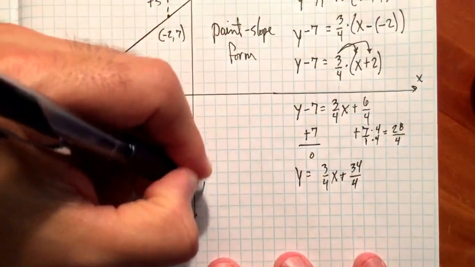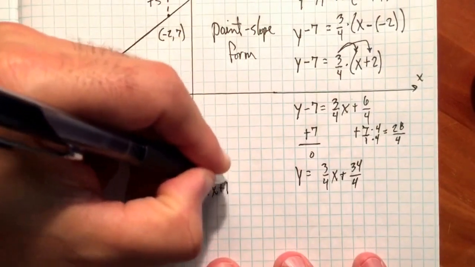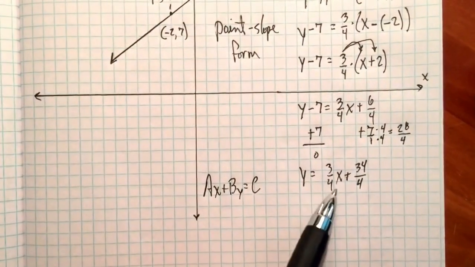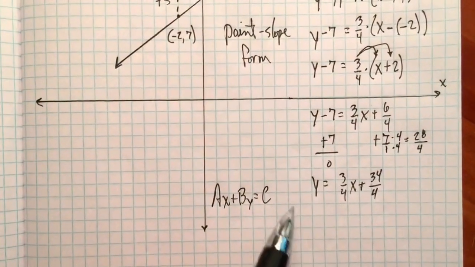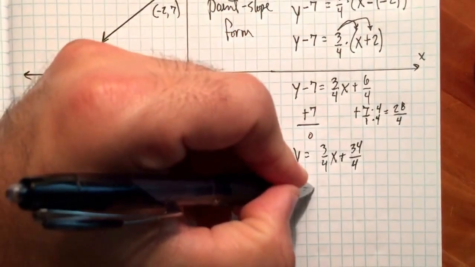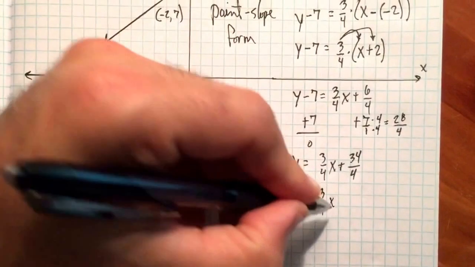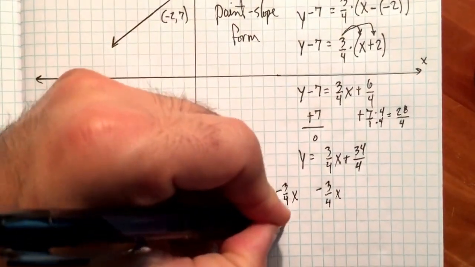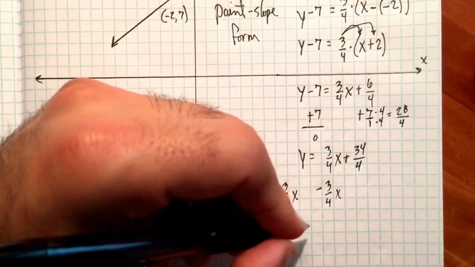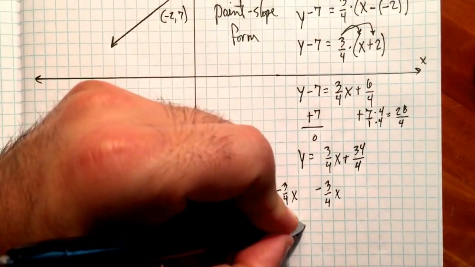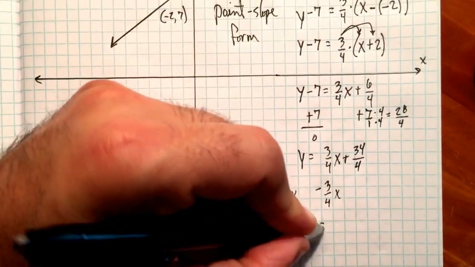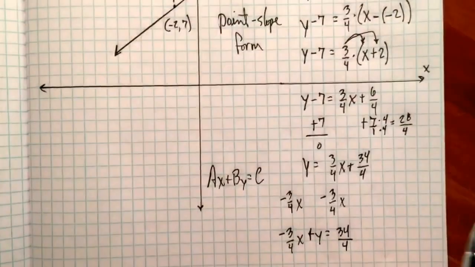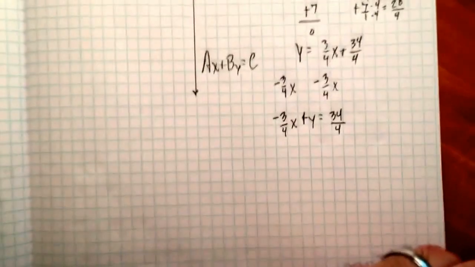Remember, folks, what I need to get is ax plus by equals c. So what I need to do is get this term with x to the other side of the equation. This is positive, so I'm going to subtract 3/4 x from both sides. That gives me negative 3/4 x plus y equals 3/34. Let me move the camera down just a little bit.